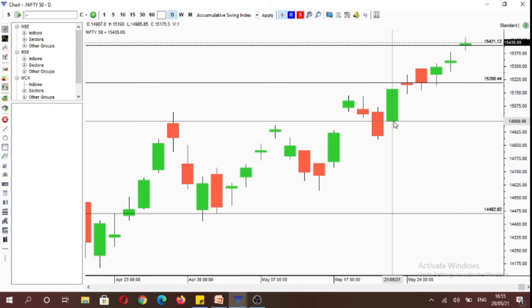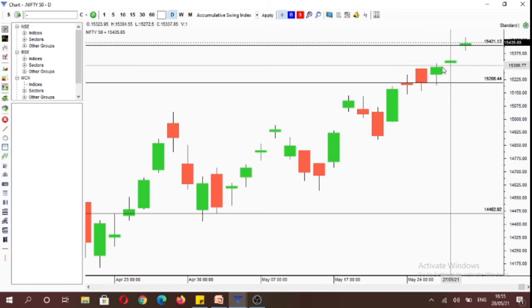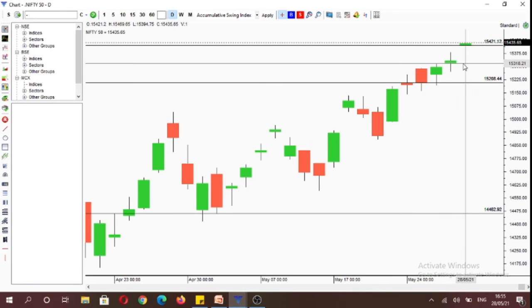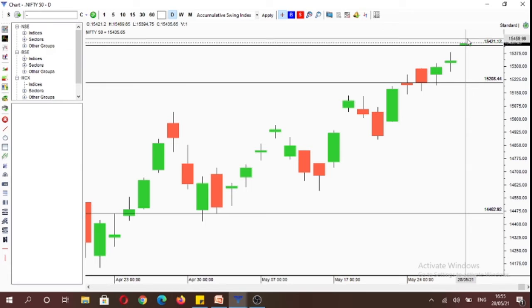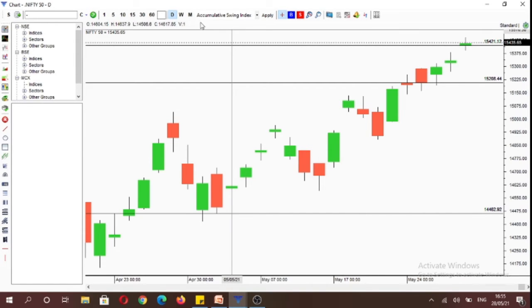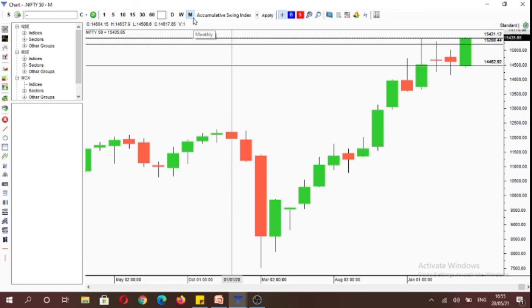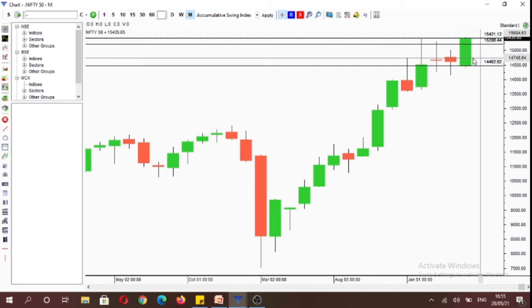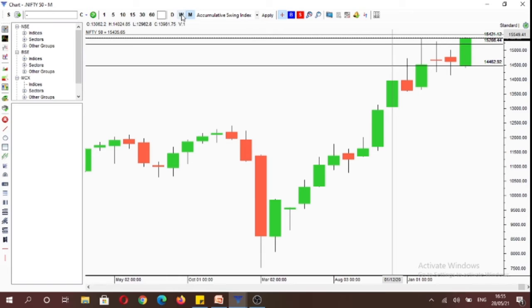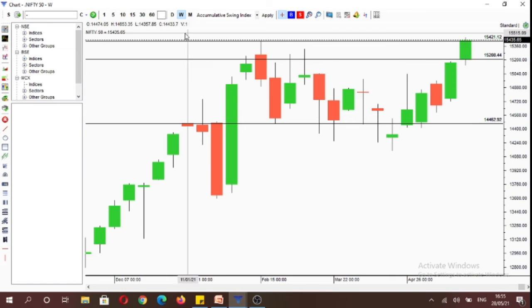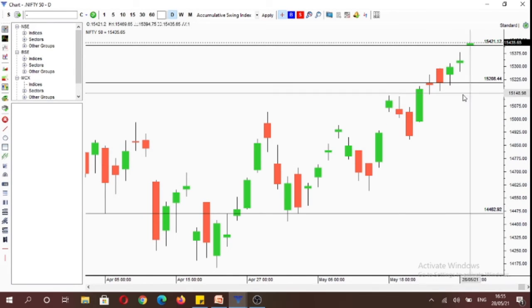And if you see the price structure, you will notice that we have been making higher highs, higher lows, higher highs, higher lows, again higher highs and higher lows. So in terms of price structure, we are also making an uptrend, apart from being under control of buyers on all the time frames. See over here, prices above monthly open, weekly open.